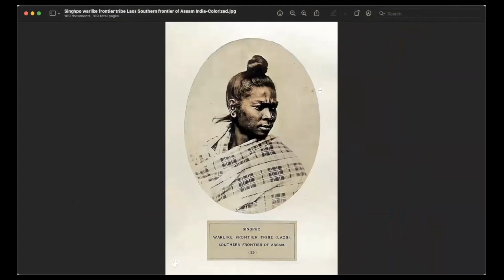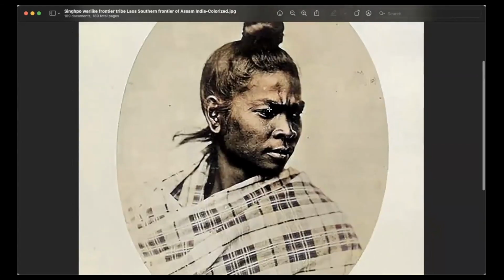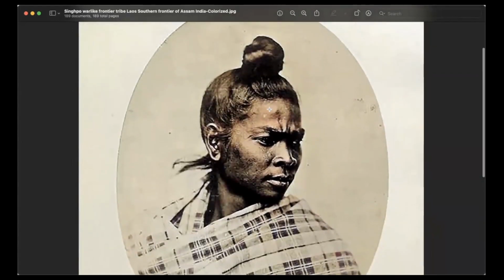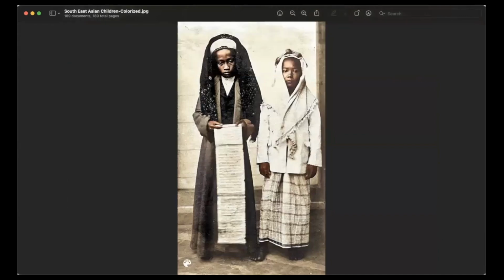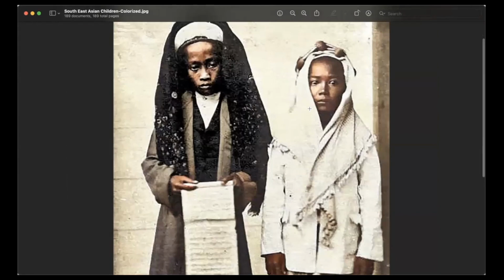Here we have a Singpho woman, a warlike frontier tribe on Laos, southern frontier of Assam. This is from India, Hindu woman. India. Look at that. Here I have Southeast Asian children, not sure what country, but it was in this website where it said Southeast Asians.